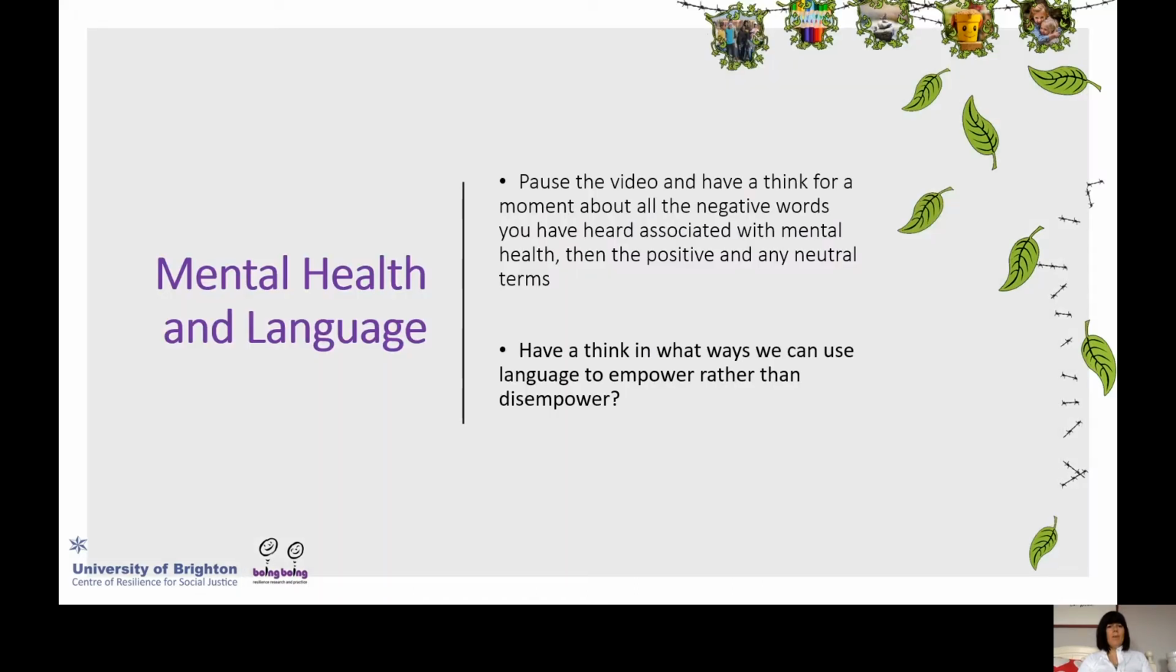So thinking about mental health then, we're going to start first and foremost thinking about the language that we use around mental health. Because the language that we use in mental health is so crucial in terms of informing the stigma that exists around mental health.